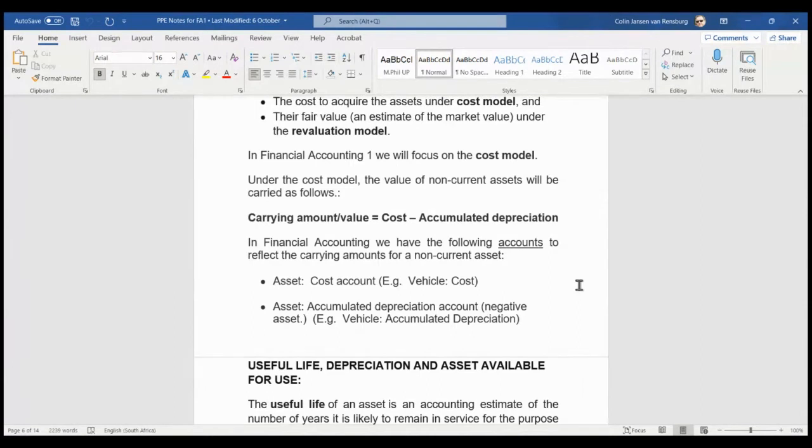Now, clearly the cost account will be an asset account, and we reduce that cost eventually when we subsequently value that item or that category of items by deducting the accumulated depreciation. So therefore, that is very often referred to as a negative asset account.